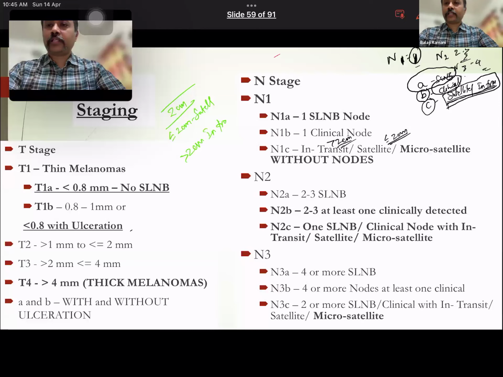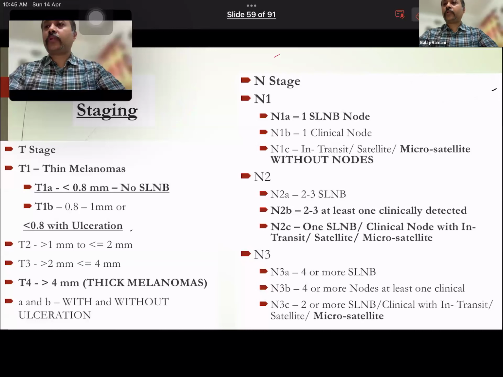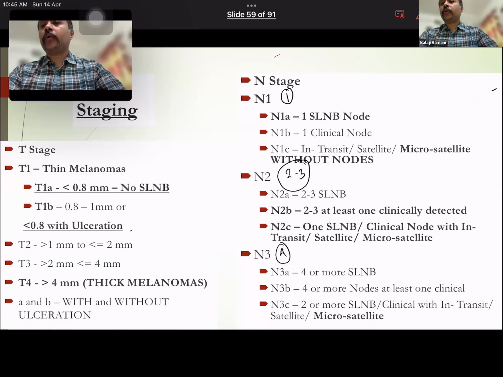Now, going back to the N staging, the easiest way to remember is the numbers. N1 is 1, N2 is 2 to 3, and N3 is going to be 4 or more. In this, A is always SLNB, B means clinical, and C means satellite.